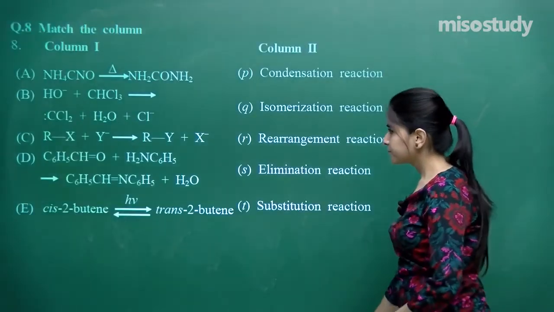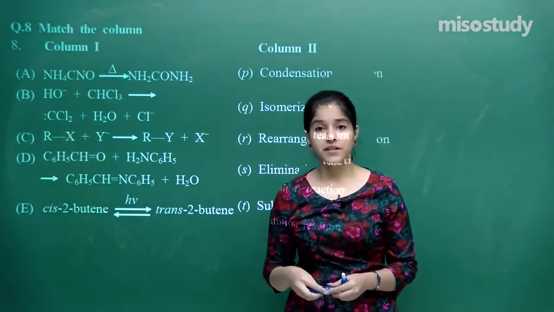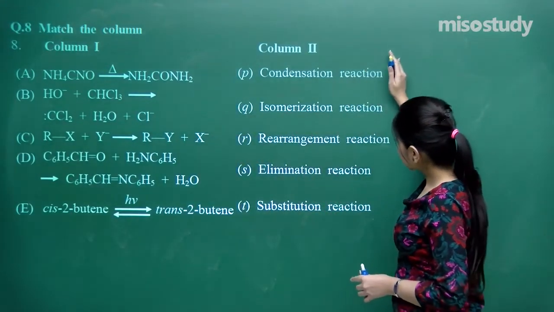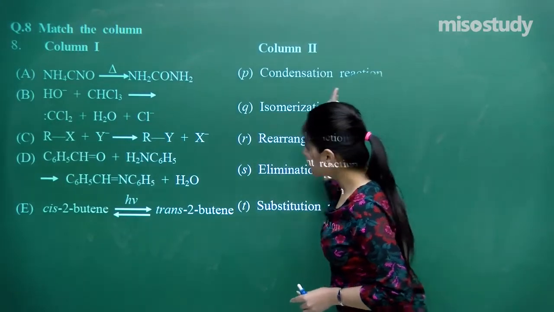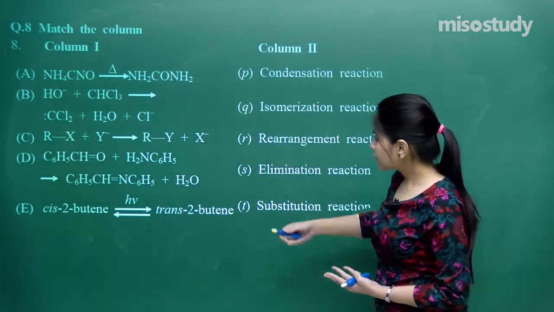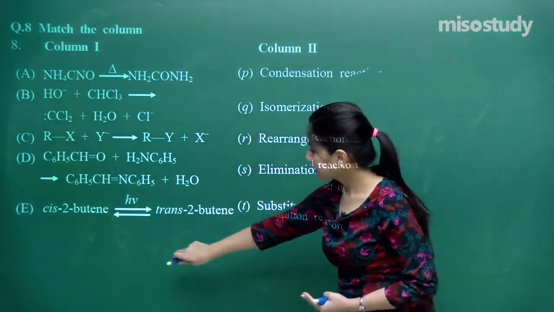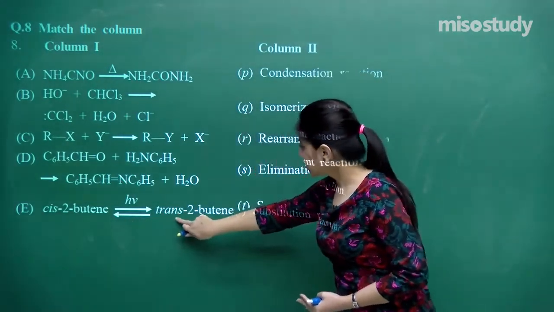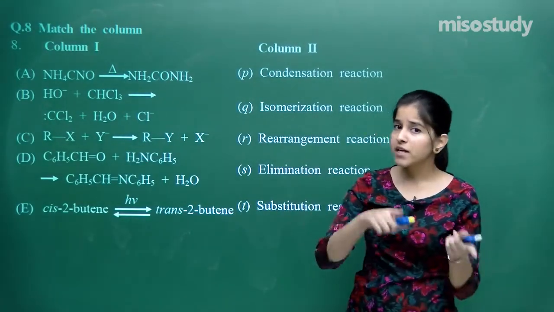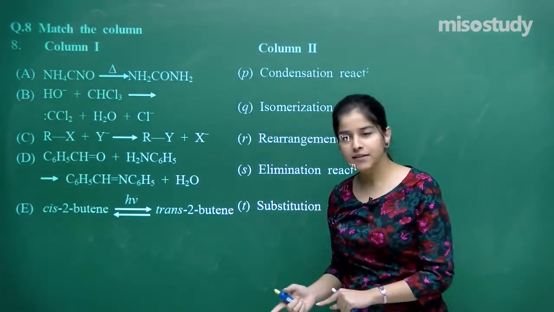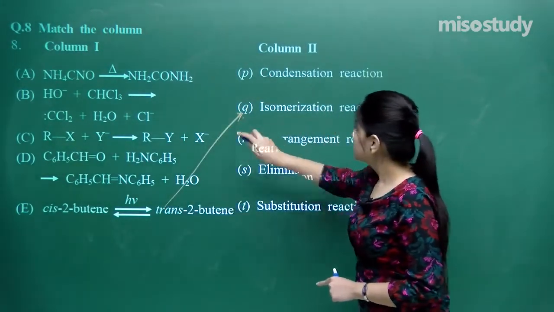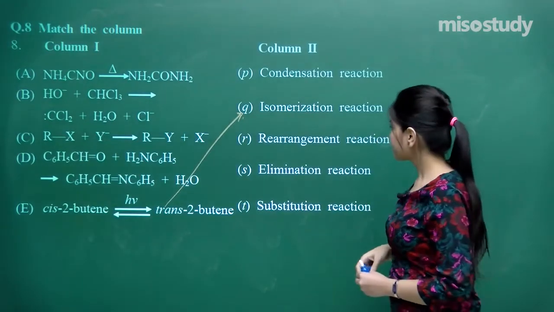Now, I've got the match the column here. So I've got column 1 and column 2. These are the type of reactions which are actually present over here. So you need to match it. So let us just start from the very bottom. I've got cis-2-butene converted into trans. Cis is getting converted into trans. That means one isomer is getting converted into the another. I've got my answer as E is correlating with the Q.